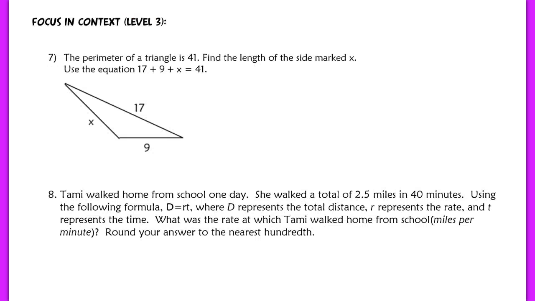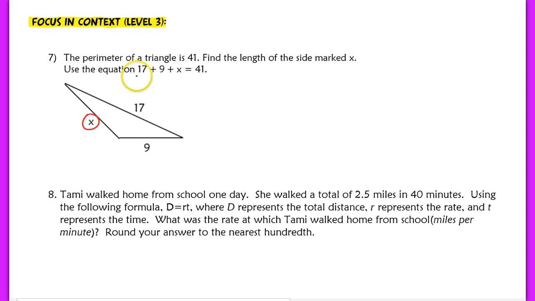Okay, next up we have our level 3 questions, our focus and context questions. So these are questions where you're still going to solve equations, but you're going to do it in context to a word problem or possibly a geometry problem like in problem 7 here where you're given a diagram. So here in problem 7 it says the perimeter of a triangle is 41. Find the length of the side marked x, so we want to figure out how long this side is.